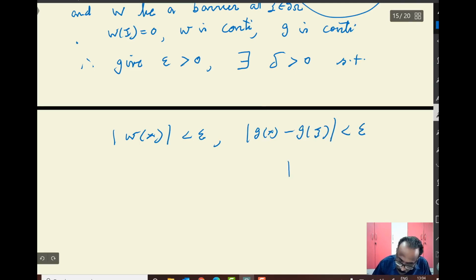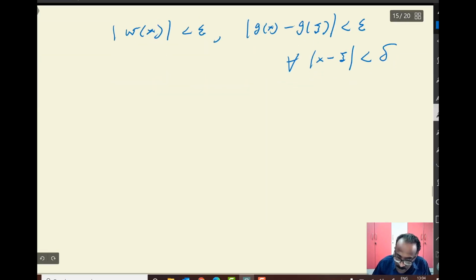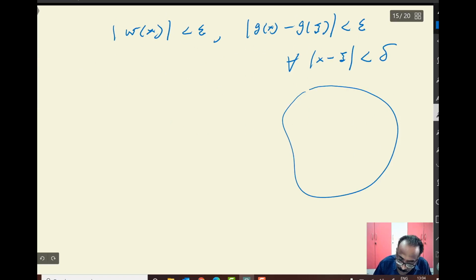This happens for all x whenever |x − ψ| is less than or equal to δ. Let me put this figure once again here. So you have ψ, and then you have x − ψ. This is your δ. Whenever x is here, x belongs to this set, and your g(x), because g(ψ) and w(ψ) is equal to 0, you can make small enough.